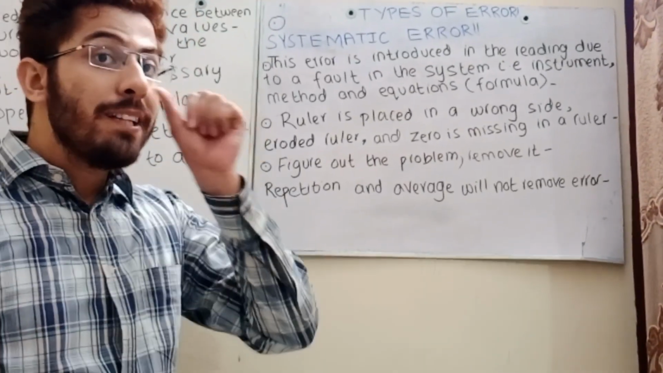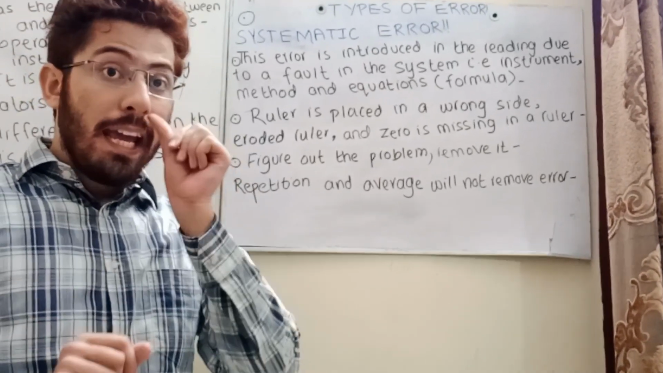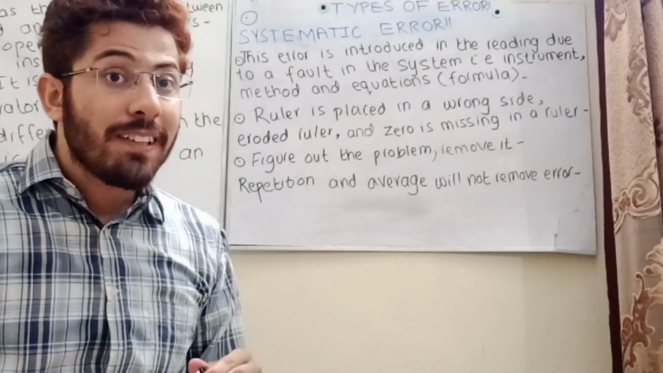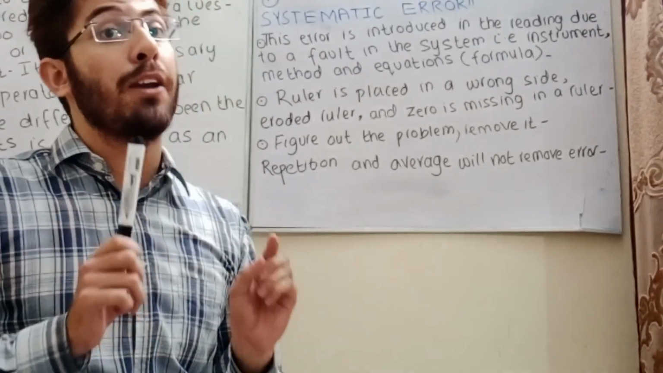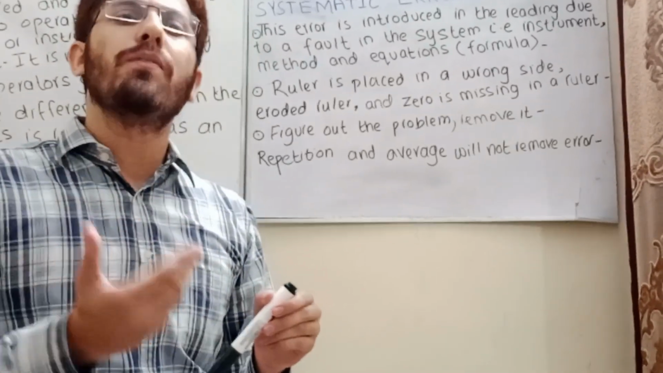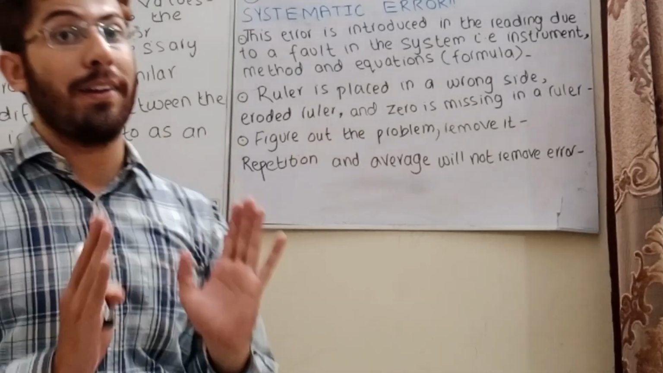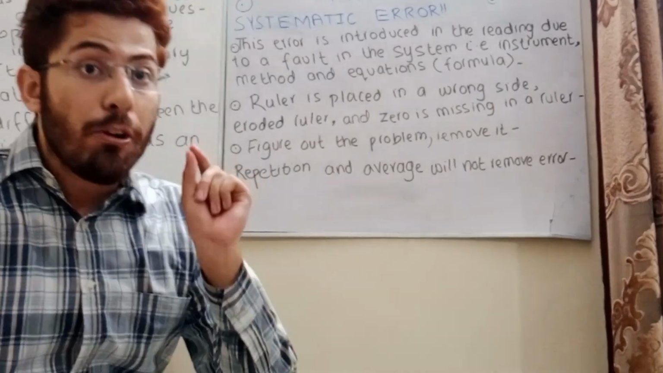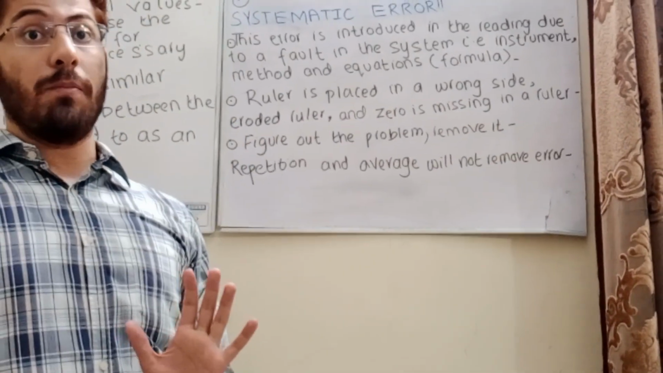Always remember, student, that there are many types of error. In the previous video I told you the reason why two students do not get the same answer even though they are using the same instrument like a vernier caliper, screw gauge, or even the ruler as well. Number one is systematic error. Listen carefully, student. This error is introduced in the reading due to a fault in the system.